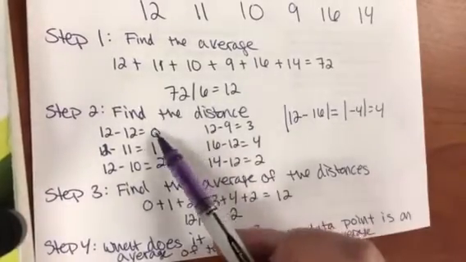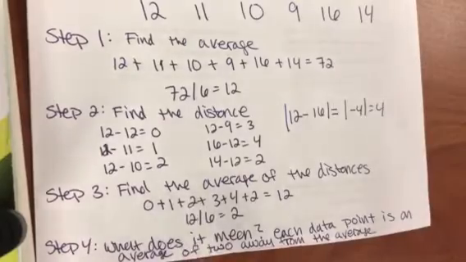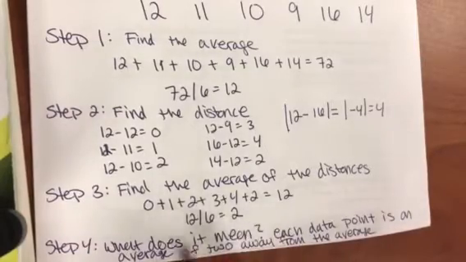Now we take those distances and find the average. So 0 plus 1, 1 plus 2, 2 plus 3, 3 plus 4, 4 plus 2, 12. Divided by 6. So that's 2. So my mean absolute deviation is 2.